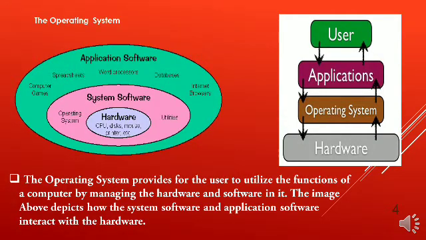The operating system. The operating system provides for the user to utilize the functions of a computer by managing the hardware and software in it. The image above depicts how the system software and the application software interact with the hardware.